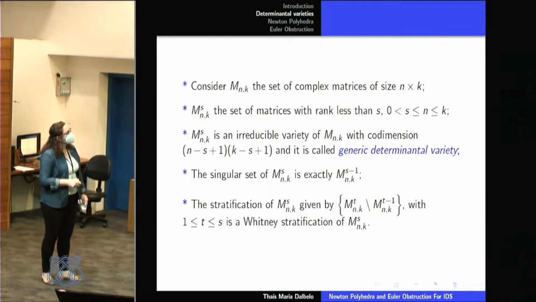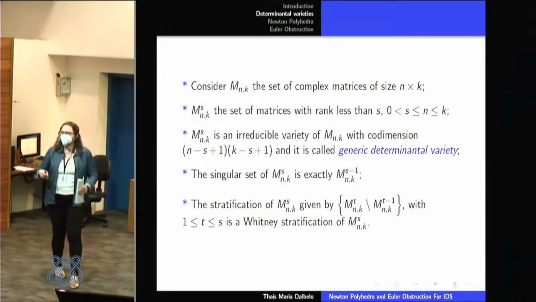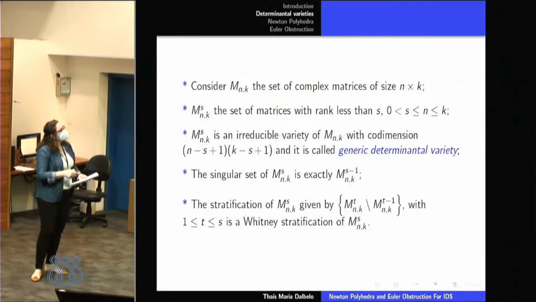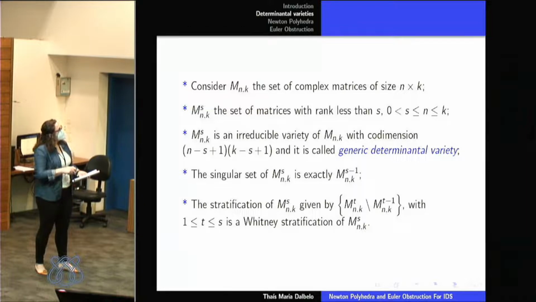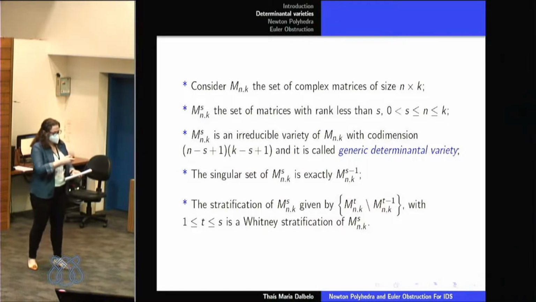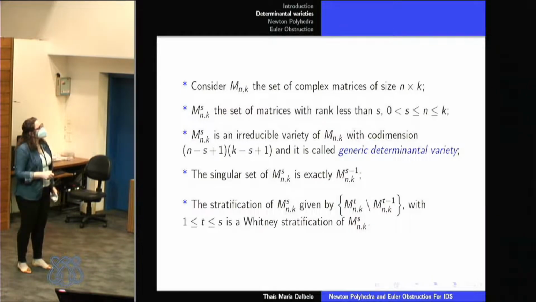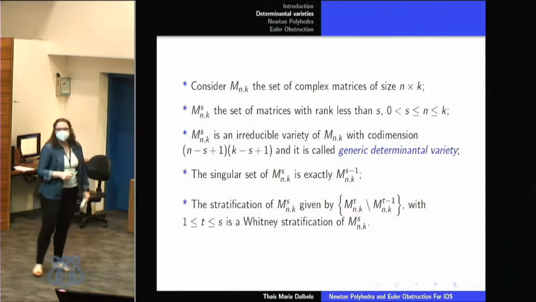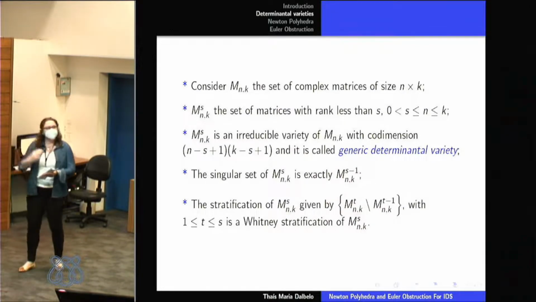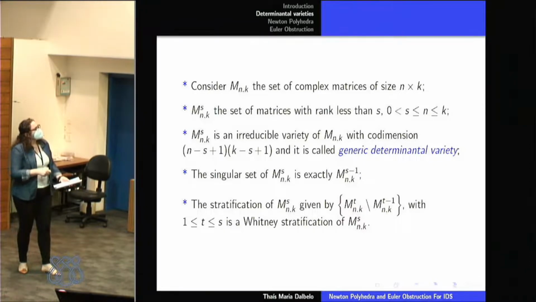If we consider this difference of sets, what we have is a submanifold of the set of matrices. If we consider all these sets for t between 1 and s, then what we have is a decomposition of the generic determinantal variety into smooth submanifolds of M_{n,k}. This collection of sets satisfies a good regularity property, and in fact this collection is a Whitney stratification of this variety.